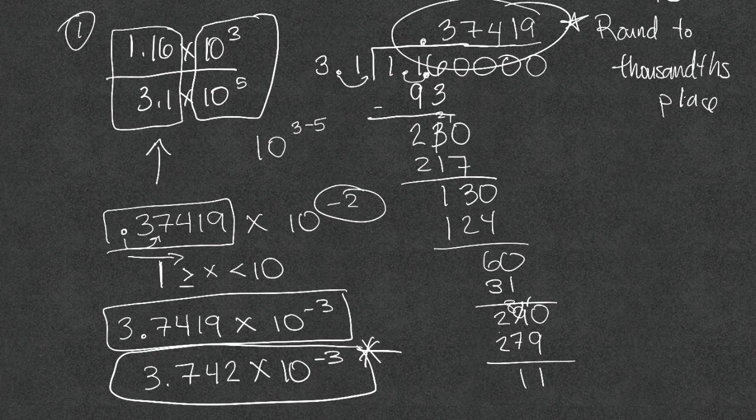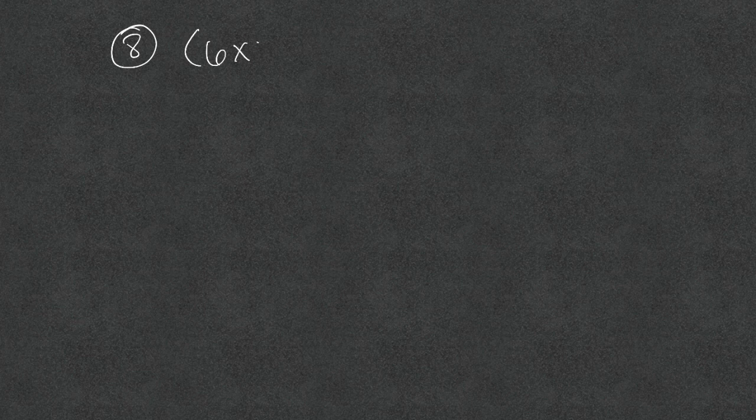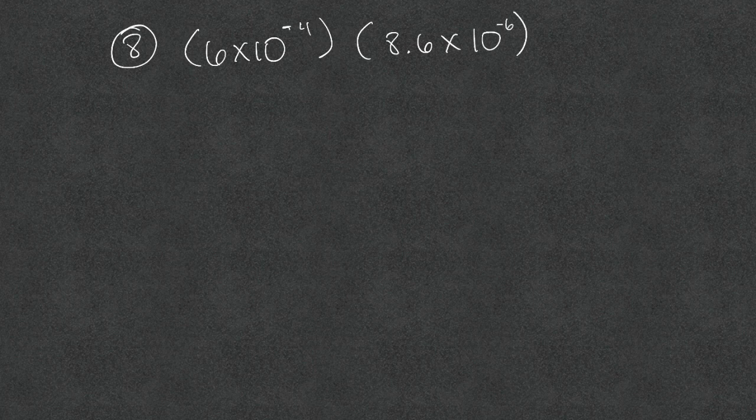All right, there are only 12 problems on that page. This was a division one. Let's practice one of the multiplication ones, and then we'll be done. So let's look at number 8, which is multiplying these two numbers in scientific notation. Notice that they're both negative.